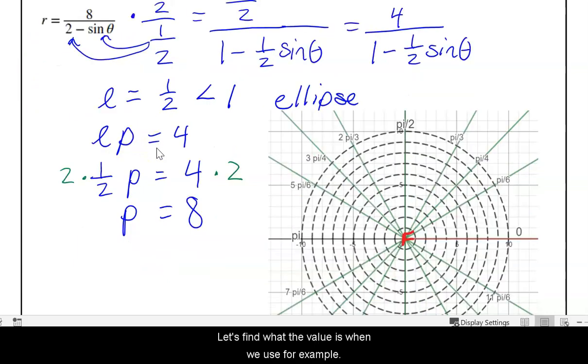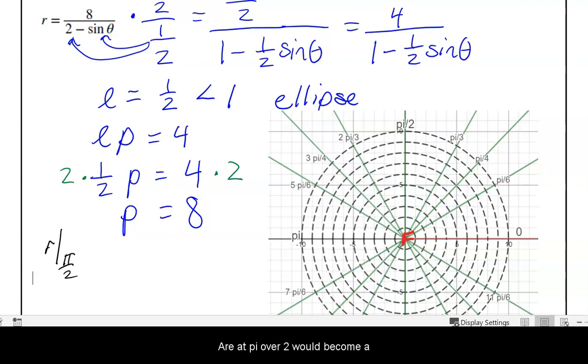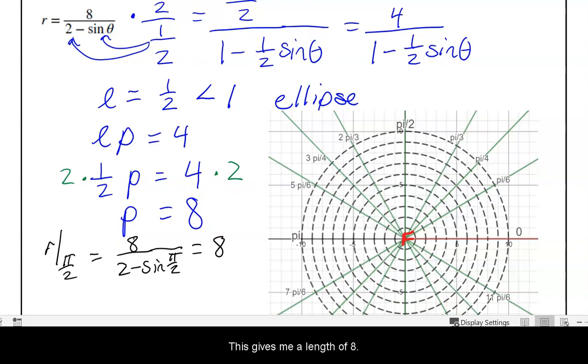Let's find what the value is when we use, for example, pi over 2 for the angle theta. R at pi over 2 would become 8 divided by 2 minus the sine of pi over 2, which is of course 1. This gives me a length of 8. That means that on this particular polar axis, I need to go out to the 8th concentric circle, 7, 8, and put a ball there to represent the endpoint of the major axis in that direction.